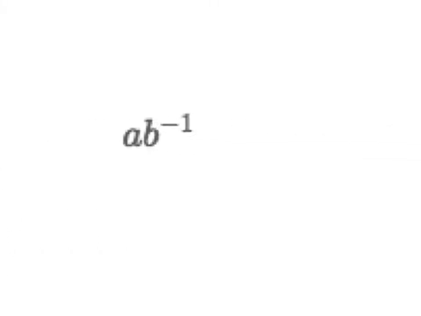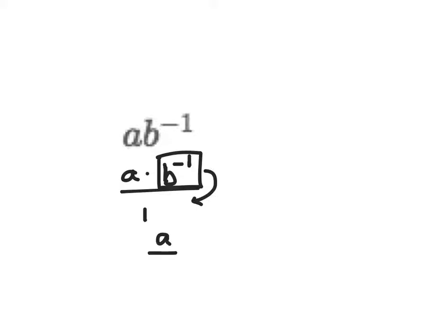Over here, now this is where it gets weird. I've got a times b to the negative 1. Now, let me rewrite this as a times b to the negative 1. Now only the b is raised to the negative 1 power. Again, I'm going to put this over 1. And to make it positive, I'm going to move it down into my denominator, and I'm left with a divided by b to the first. I don't need to write b to the first. I can just write this as a over b, and that's my answer.